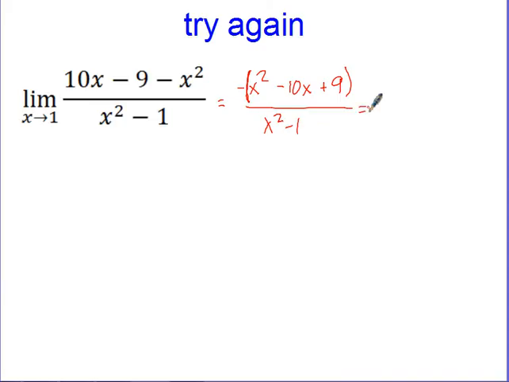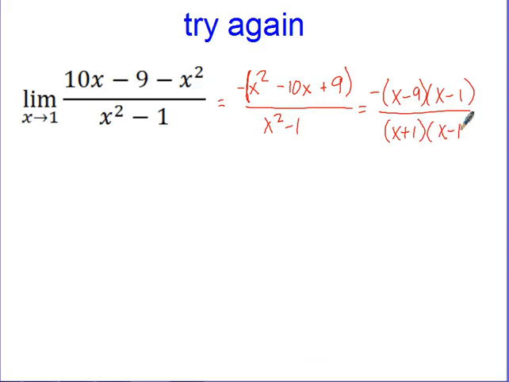If I factor the top, what am I looking for? Factors of 9 that add up to negative 10. And what do you have for me? Negative 9 and negative 1. So it's x minus 9, x minus 1. And on the bottom, can you factor that one? x plus 1, x minus 1. So this one's x plus 1, x minus 1.